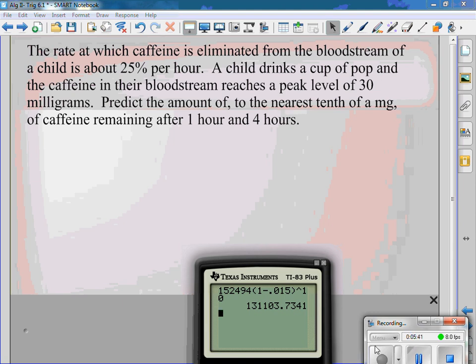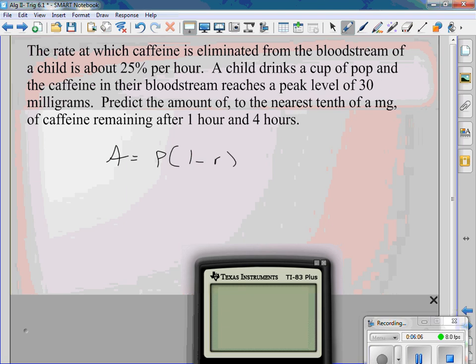This problem is a decay problem because the caffeine is being eliminated. You're not adding caffeine into the bloodstream. The caffeine is leaving your bloodstream. So it's a decay problem. I want to see if you can solve it for the 1 hour. I'm going to use the decay formula. A equals P times 1 minus R to the T.